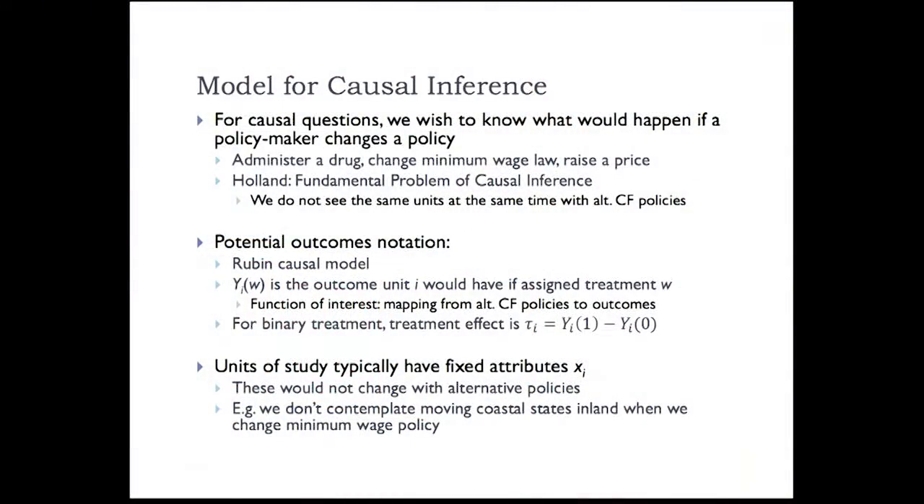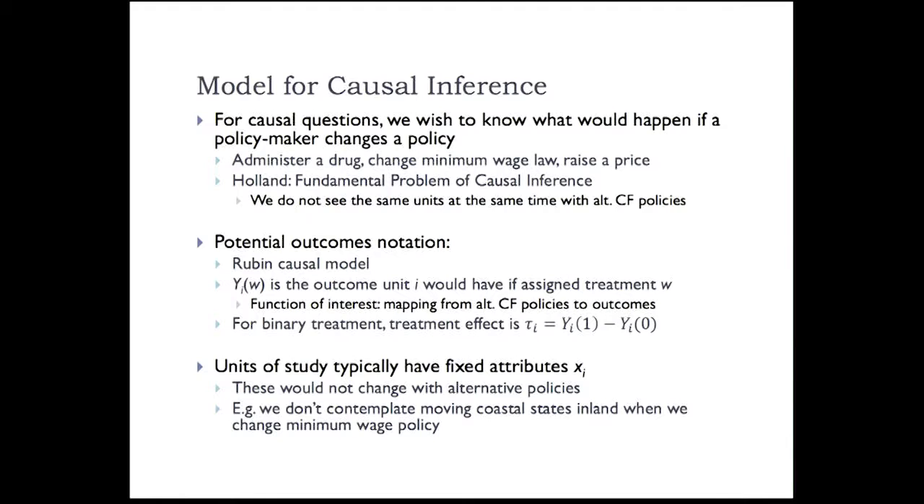So if you didn't get the aspirin, your outcome would have been yi of 0. If you did get the aspirin, it's yi of 1. In a more complicated model, like a demand system, it could be that yi is how many units you buy, and w might be the price that I impose upon you as the seller.